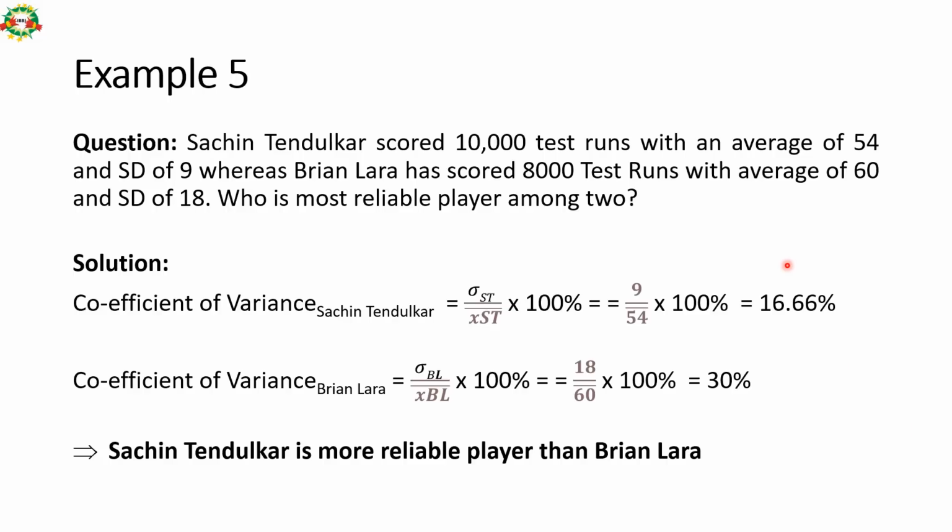To ensure reliability, the player who has less variance, for more reliable scores, is the more reliable player. So we have to calculate the coefficient of variance for each player. The standard deviation for Sachin Tendulkar is 9, and his average score is 54, so his coefficient of variance is 16.66. For Brian Lara, the standard deviation is 18 with an average score of 60, so here it is 30. That means Sachin Tendulkar is a more reliable player than Brian Lara.